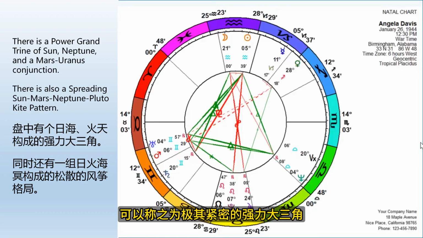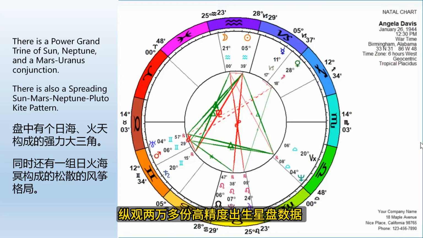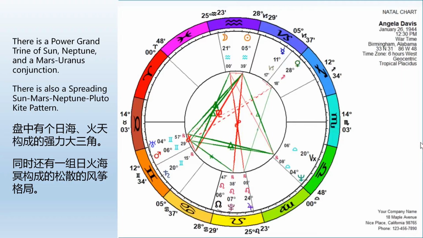This is a very tight power grand trine. It's the tightest power grand trine in the entire database of over 20,000 people with AA data. So it's unusually clear and sharp.